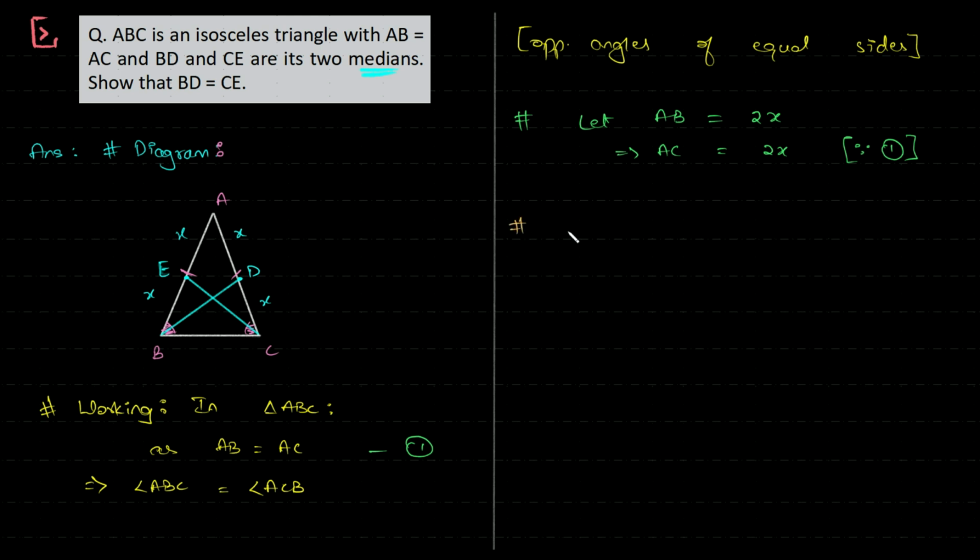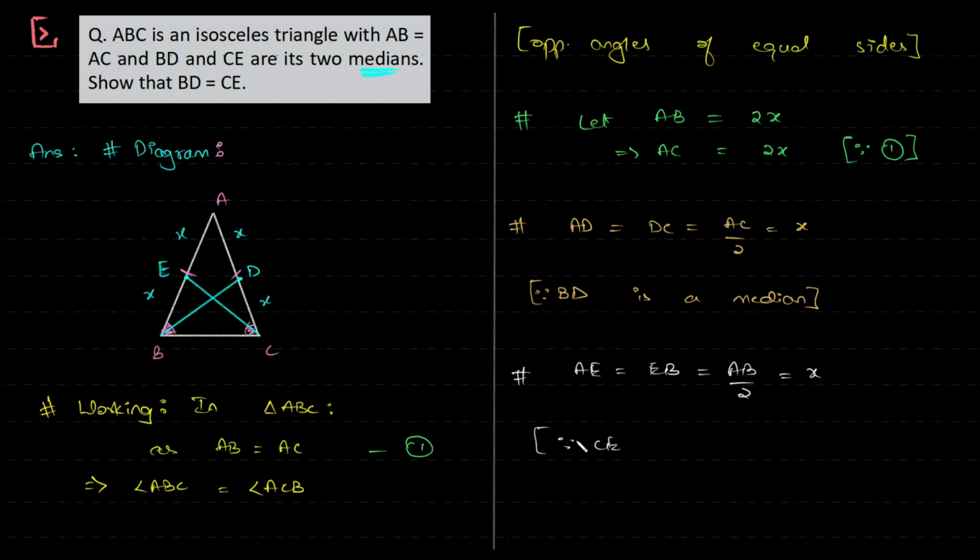Next thing, AD is equal to DC, which in turn is equal to AC by 2, and so they are equal to X. Why is this? Because BD is a median. Next, we have AE is equal to EB is equal to AB by 2, which in turn is equal to X. Why is this? Because CE is a median. And now on to your real question: how will we make use of this information to come to this conclusion?